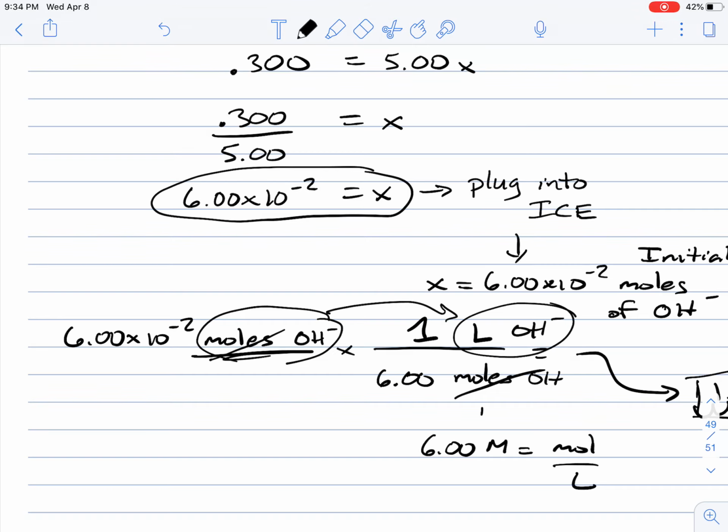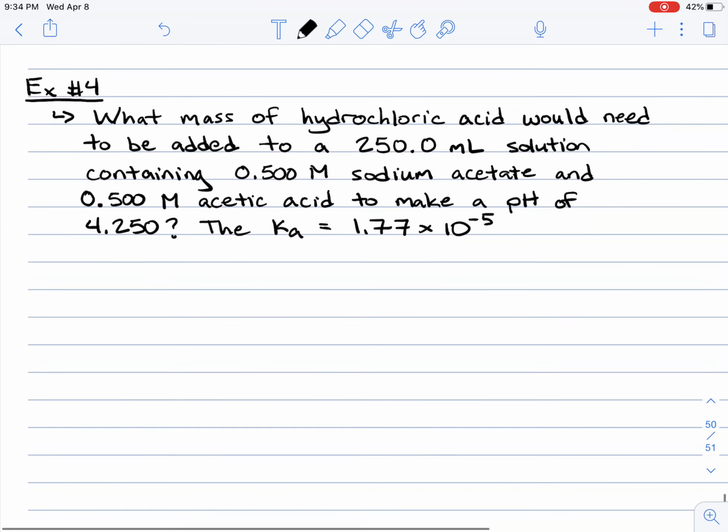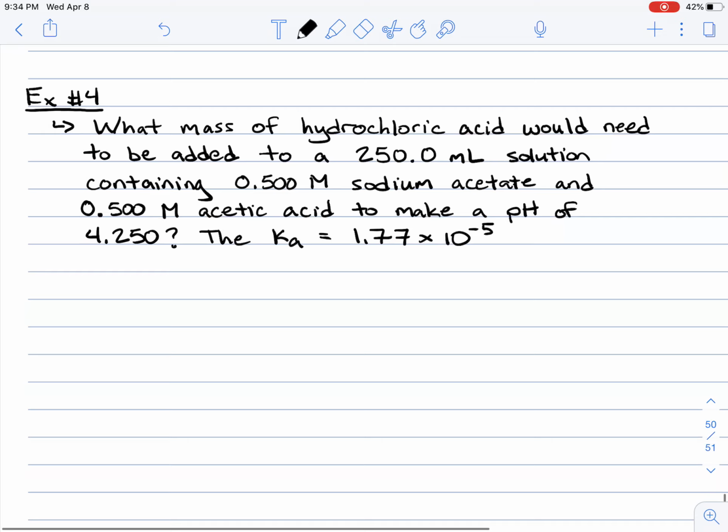All right, so we're going to go ahead and work through one last problem. And that's pretty much it for buffer preparation. So the last problem, let's go ahead and read it first.